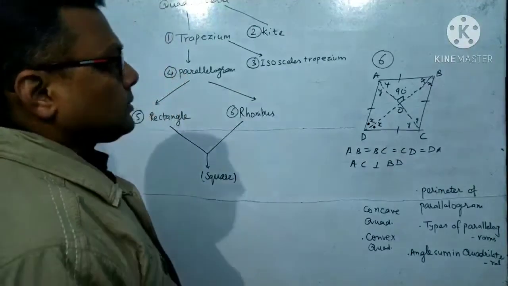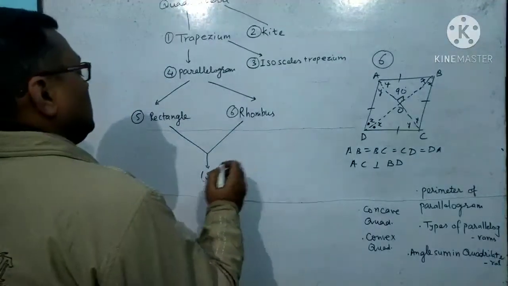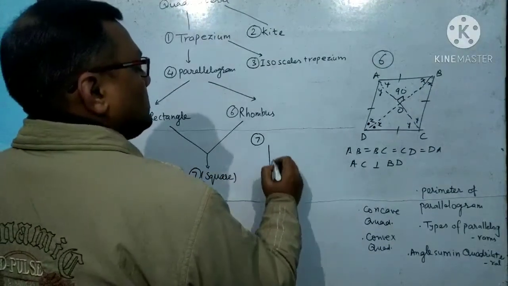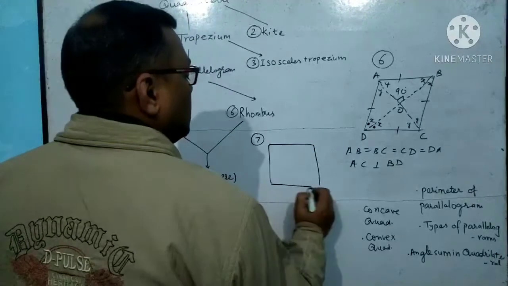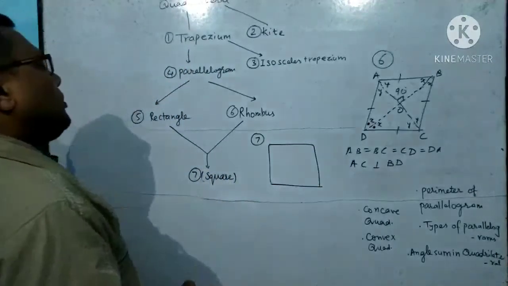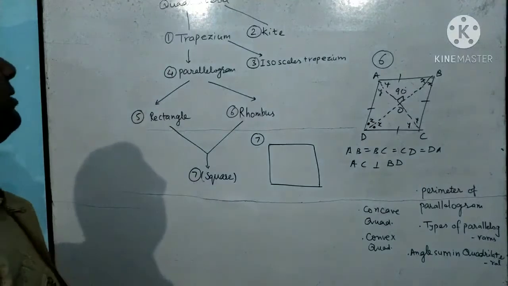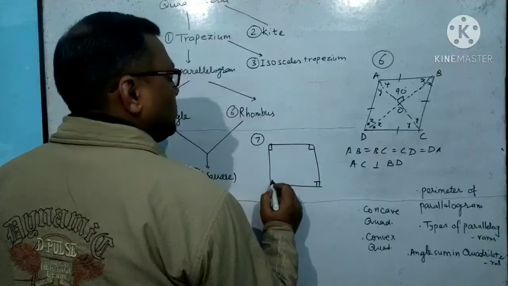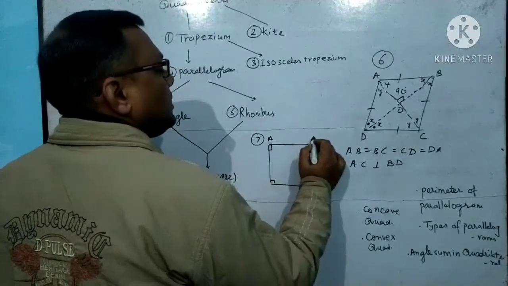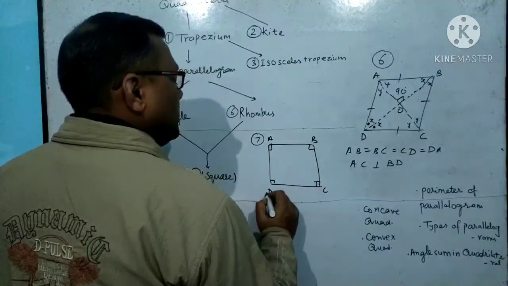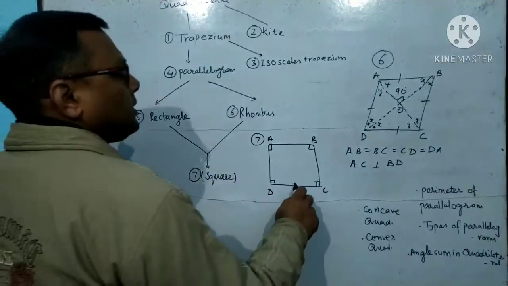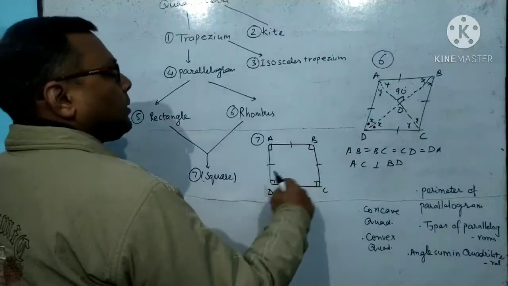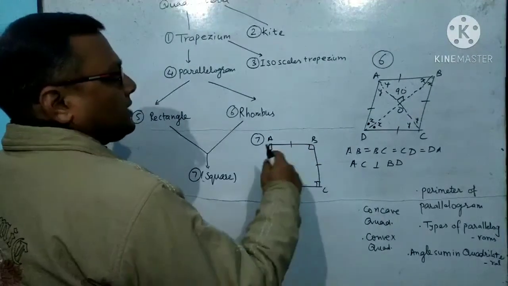And the seventh, the square, the last one. This is a square, having all the properties of a rectangle and rhombus, a parallelogram. First thing to note is all the angles are 90 degrees. Second property is all the sides are equal.